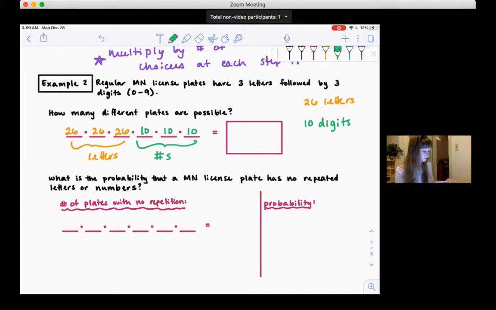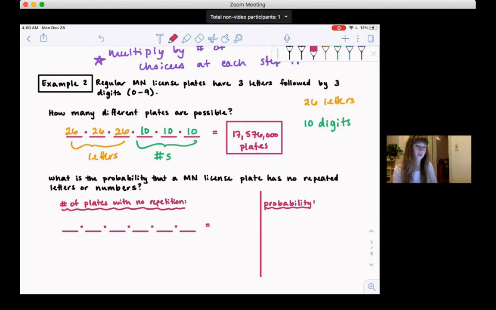Okay, that's a lot. 26 times 26 times 26 times 10 times 10 times 10. Okay, yikes. So we get 17,576,000 different plates. That's a lot, and that's good because there's probably lots and lots of cars in Minnesota that need license plates. Okay, so that's the total number of license plates. It's basically like the total number of possible outcomes.